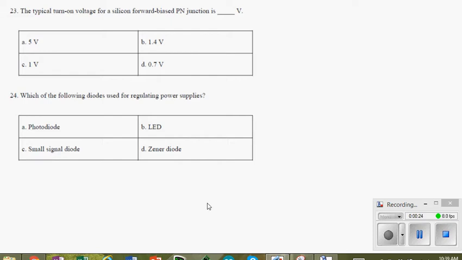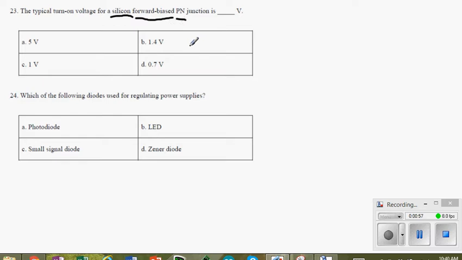The question reads, the typical, which means the normal, turn-on voltage for a silicon forward-biased PN junction is. There are many key words. One is silicon, because there is a difference between silicon and the other popular material, germanium. Forward bias is very important because you have two options, forward bias and reverse bias. And this is also important too, PN.